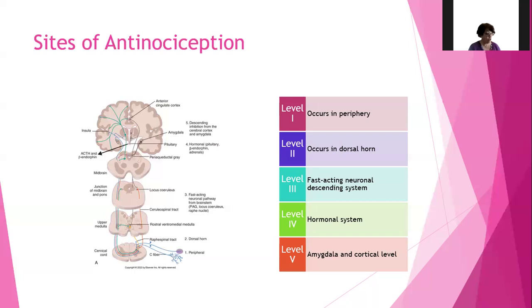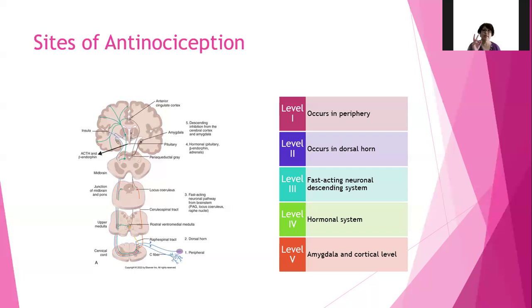So level 1 occurs in the periphery, where endogenous opioids can bind to receptors on peripheral afferents to limit nociceptive transmission. It can also be over-the-counter NSAIDs like aspirin and ibuprofen, which get rid of prostaglandins and other irritating chemicals in the periphery that sensitize nerve endings. So level 1 occurs in the periphery. That's the main thing to know.